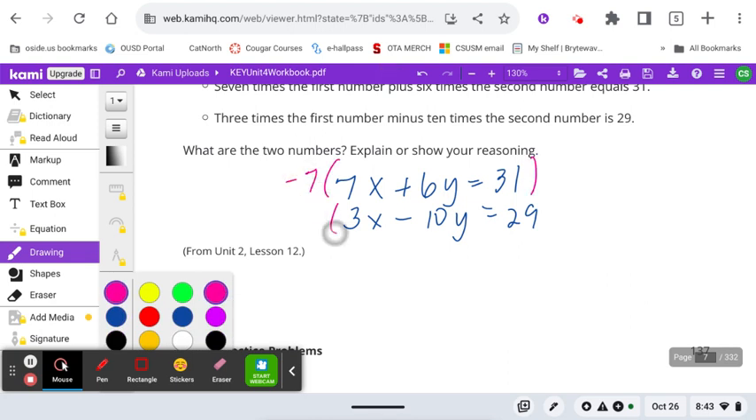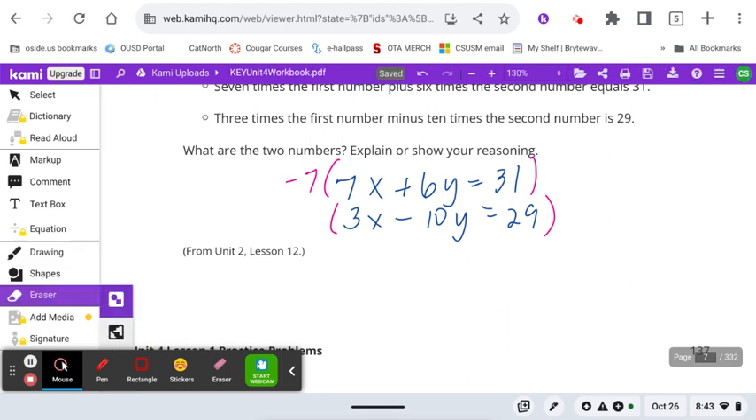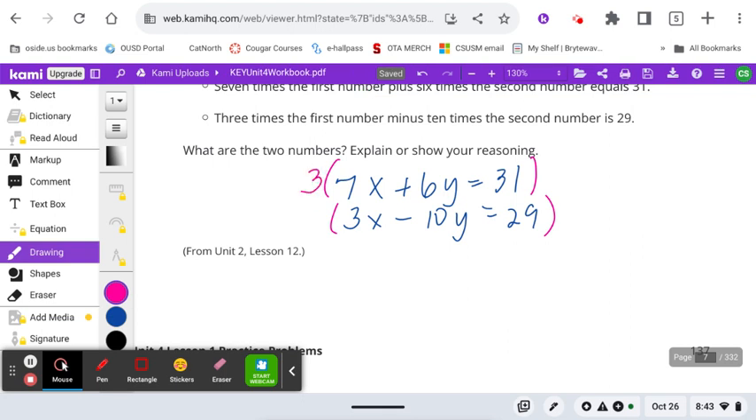If I go times each other, times 7 and times 3, oops, how about I use the right one? All right, so we're going to go times 3 to the top and times -7 to the bottom so that we get an opposite here. So we're going to get, and by the way, we're probably going to need a calculator here, these numbers at the end. So 3 times 6 is 18y.